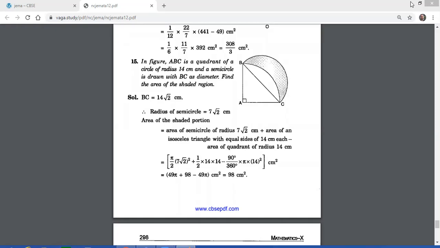So pi r square by 2 plus area of the triangle, half base into height, that is half into 14 into 14. So you get the area of the full figure, minus the sector you are subtracting. This is the white portion or the unshaded portion. The sector is pi r square theta by 360 or 1 by 4 pi r square, and the radius is 14. When I calculate that, I realize that the first part and the third part are identical, so they cancel, and you are left with area 98. So the area of the shaded portion will be 98 centimeter square.